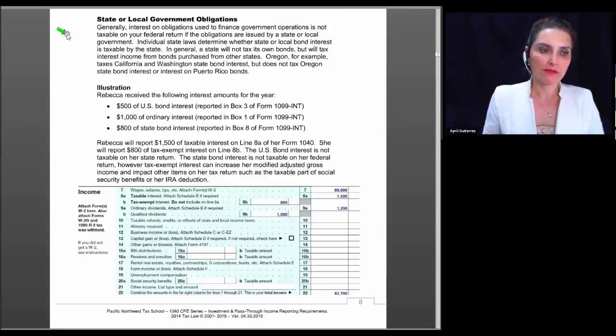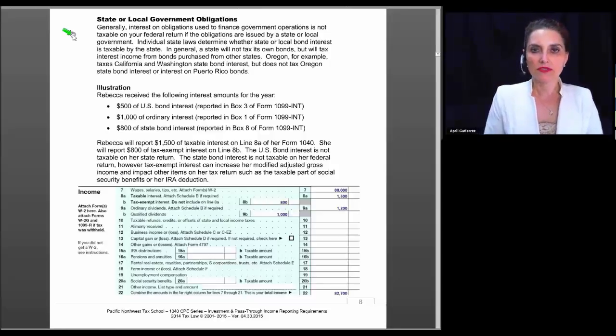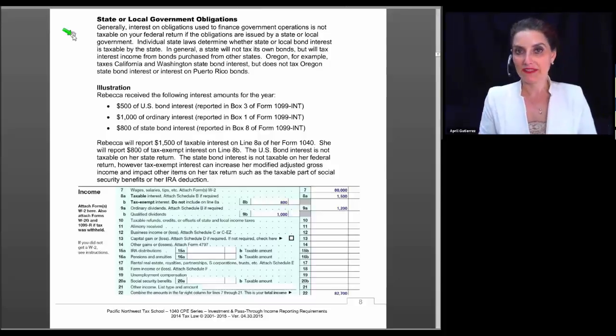State or local government obligations. Generally, interest on obligations that are used to finance government operations is not going to be taxable on the federal return if the obligations were issued by a state or local government. So state bond interest is not taxable on the federal return. And U.S. bond interest is not taxable on the state return.